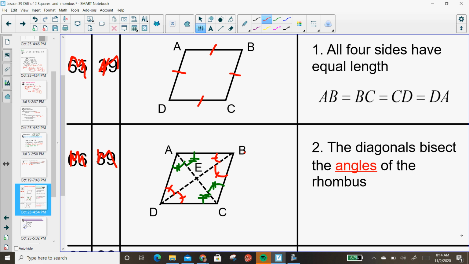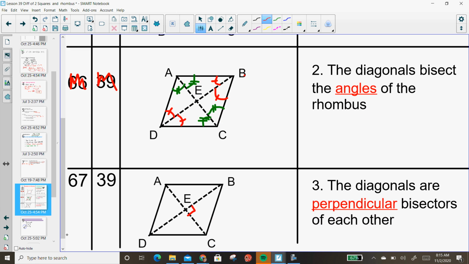And one final extra property, just because something is a rhombus, the diagonals bisect each other. They bisect the angles, and when it's a rhombus, they make a right angle with each other when they do that. They are perpendicular bisectors, so they cross at 90 degrees. Everybody good with that?